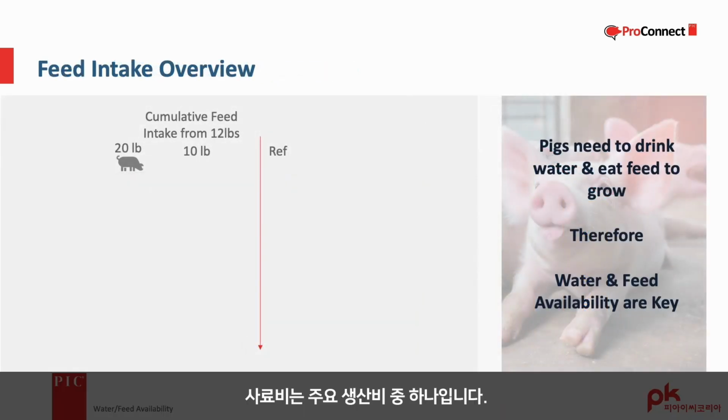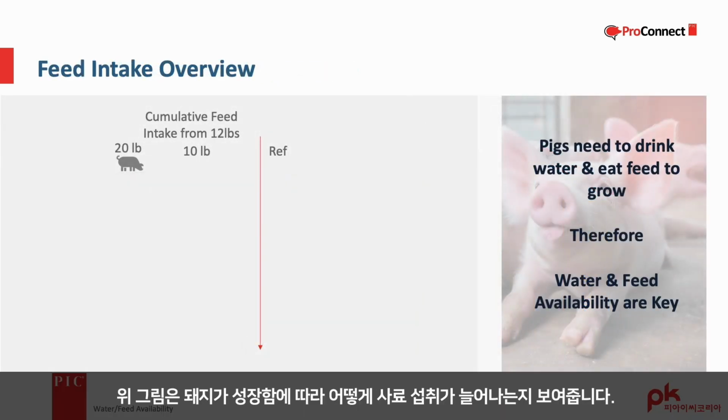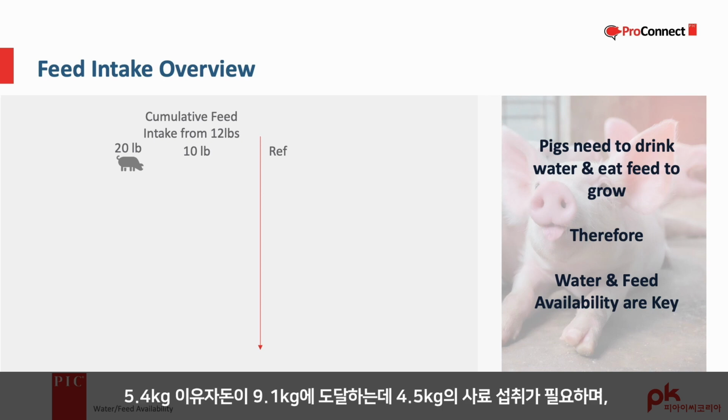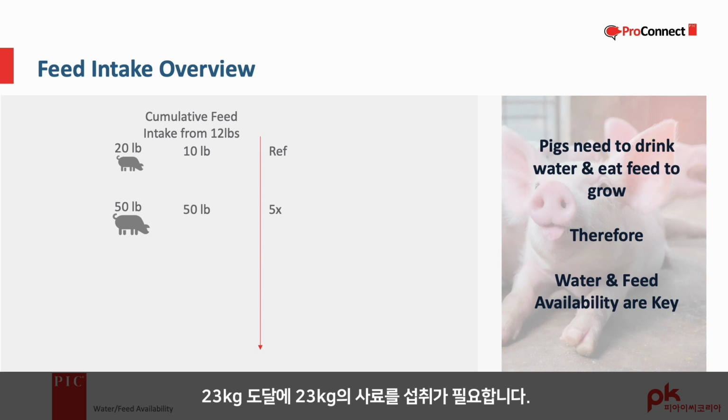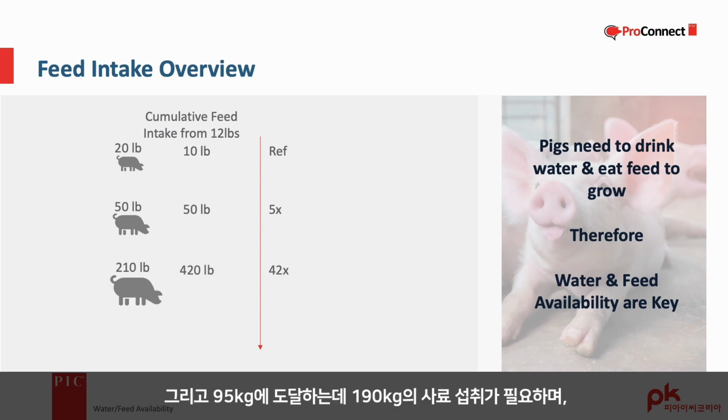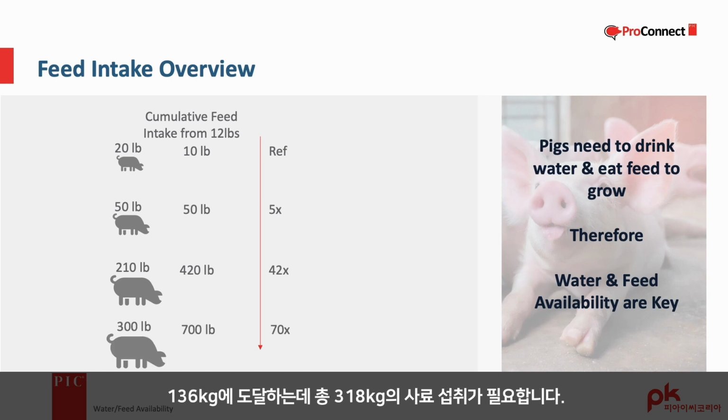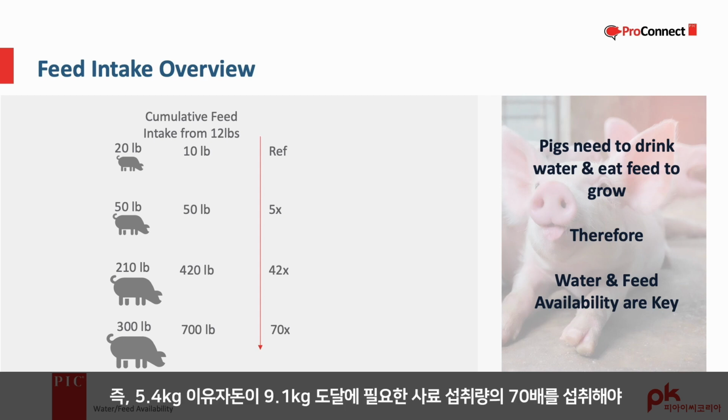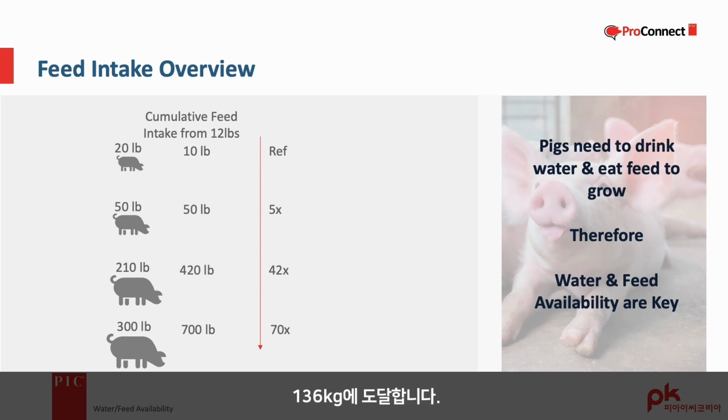Feed is a major cost of wean to finish production. This graphic shows how feed intake goes up as the pig grows. A 12-pound weaned pig will eat 10 pounds of feed to reach 20 pounds of body weight, 50 total pounds of feed to get to 50 pounds, 420 total pounds of feed to reach 210 pounds, and will consume a grand total of 700 pounds of feed to reach 300 pounds. In other words, a weaned pig needs to consume 70 times as much feed to get to 300 pounds as it did to reach 20 pounds.